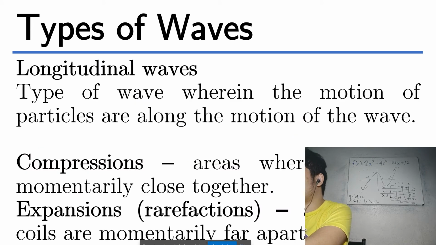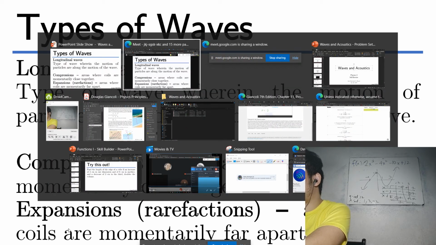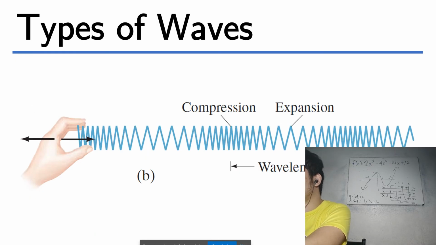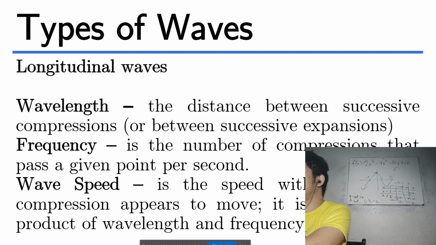Next, for longitudinal waves, type of wave wherein the motion of particles are along the motion of the wave. Compressions are areas where coils are momentarily close together, and expansions are areas where coils are momentarily far apart, no? Yan ang wavelength for longitudinal wave. Ganun pa rin, same points, no? Wavelength, distance between successive compressions, frequency, and wave speed, the same lang as the definition kanina.